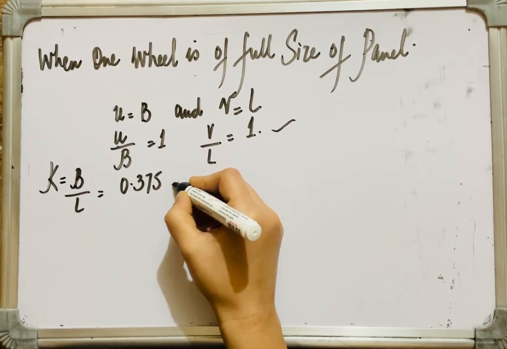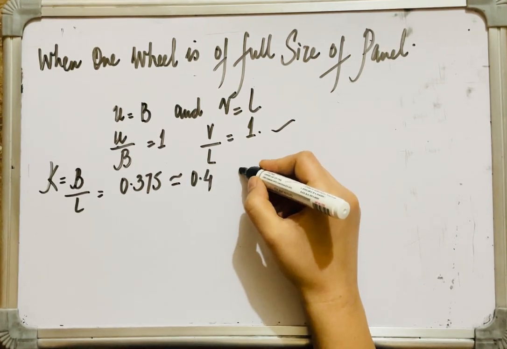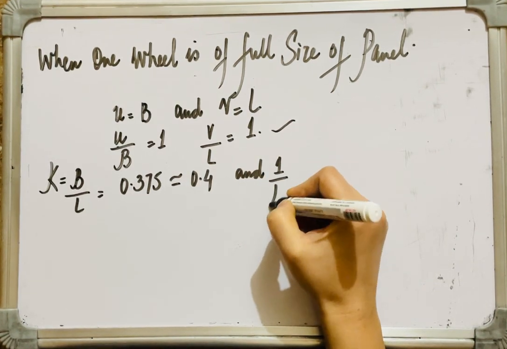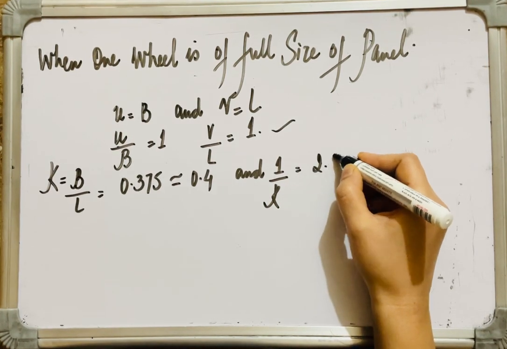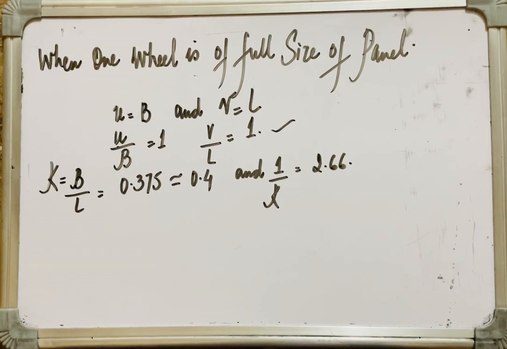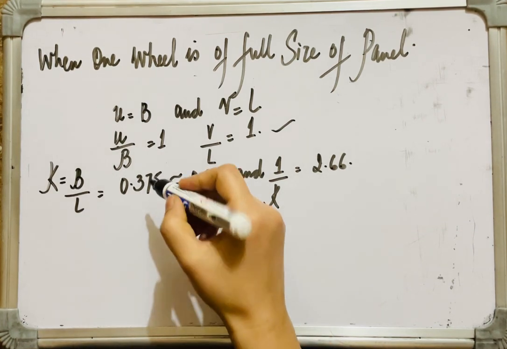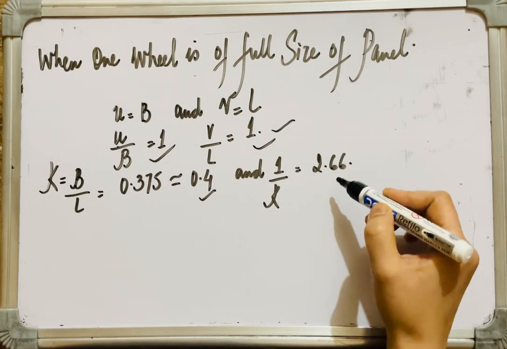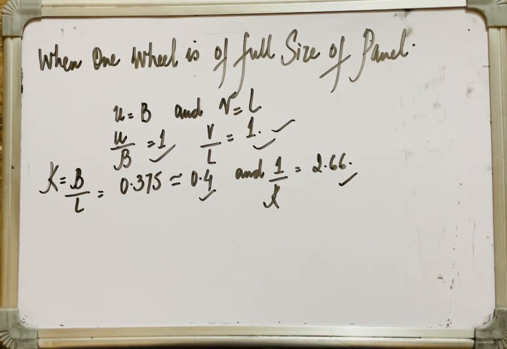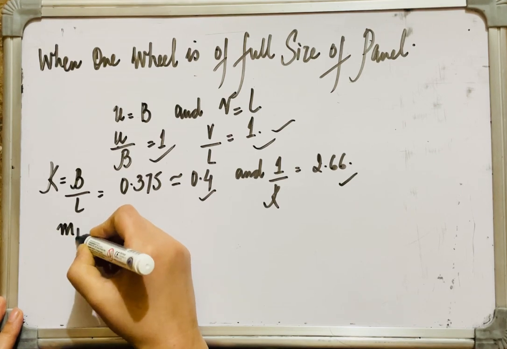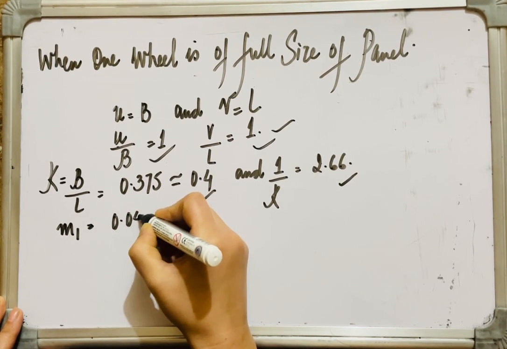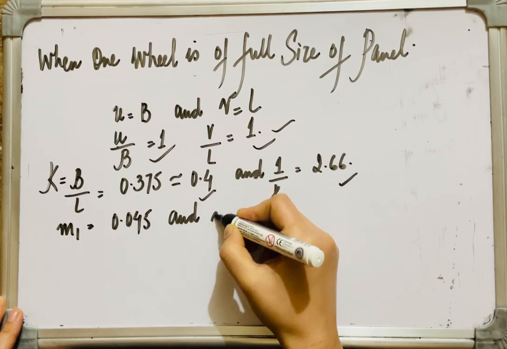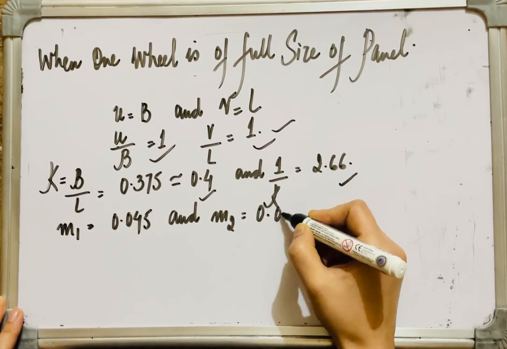0.375, which I approximated to 0.4, and 1 by K is 2.66. So this time I'll be using M. Peters curves for the ratios. Listen carefully. U by B1, V by L1, and K 0.4, and 1 by K 2.66. I'll use the curves for these ratios to calculate my moment coefficients M1 and M2. By using the Peters curves, my M1 is equal to 0.045, and M2 is equal to 0.004.